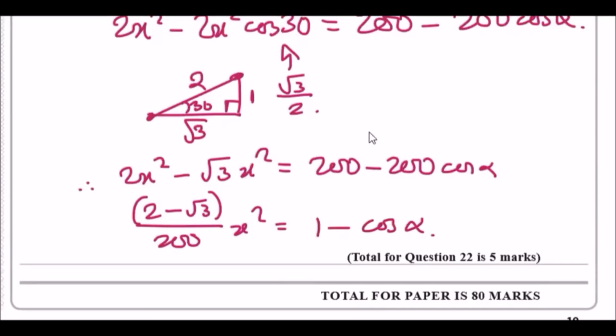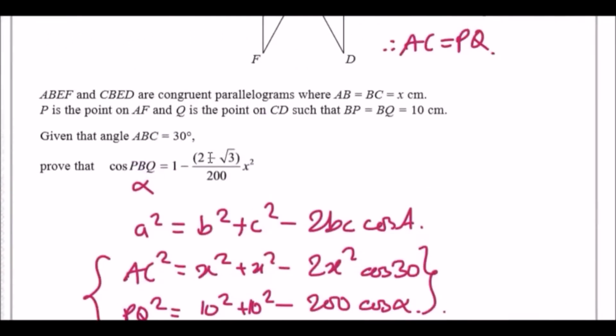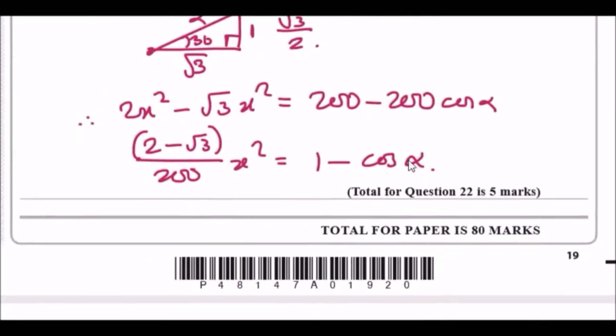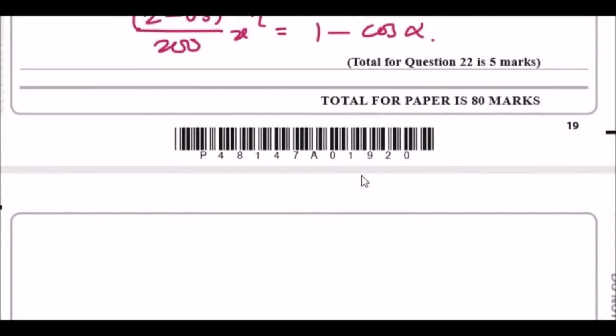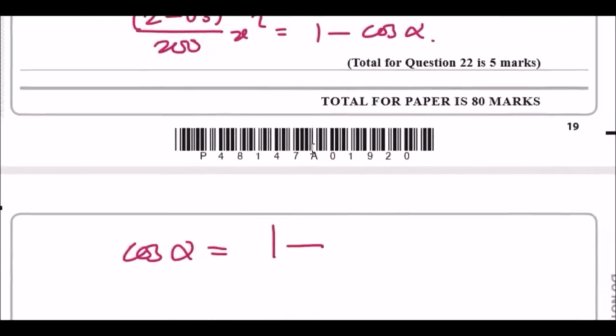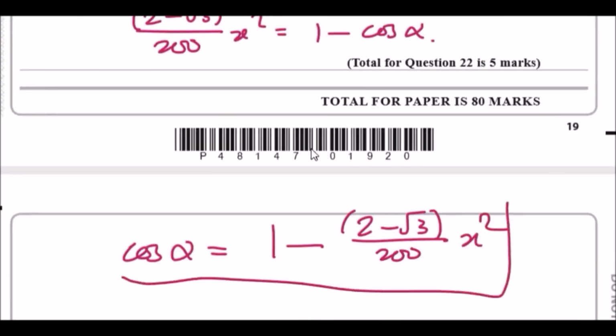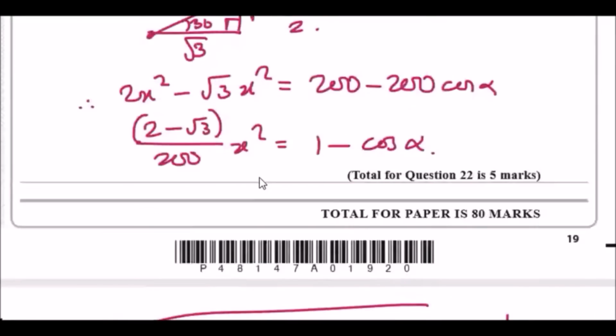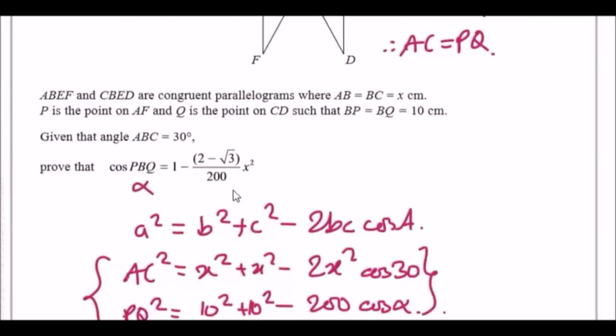And guess what, guys? This is practically it. Just switch the positions around, put cos alpha on the left side and this on the right side, and you will get, and I'm going to do this on the next page, cos alpha equals 1 minus all of that. And that's it, guys. I hope this helped. And just to note, alpha, if you remember, was PBQ.